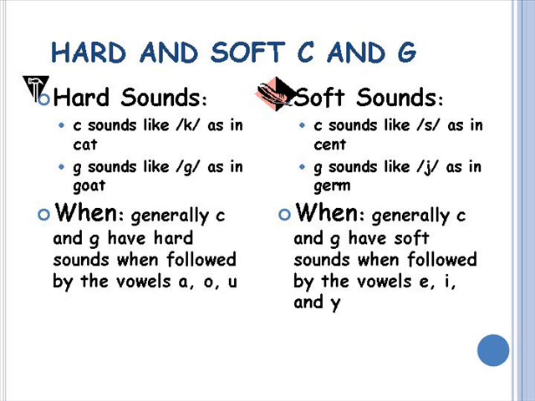The soft C sounds like S as in scent. The soft G sounds like J as in germ. The soft generalization would be: the consonants C and G represent their soft sounds when followed by E, I, and Y. When C and G are followed by any other letter, or when they appear at the end of the word, the C and G represent their hard sounds.